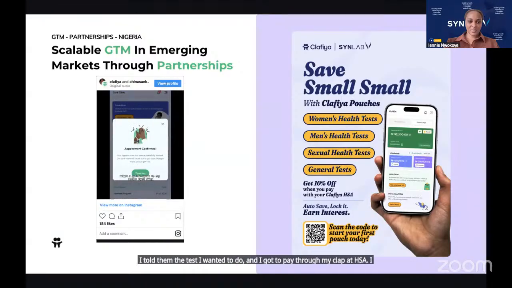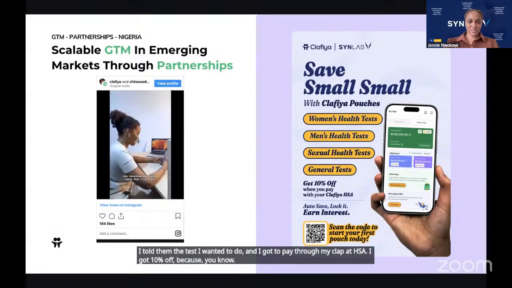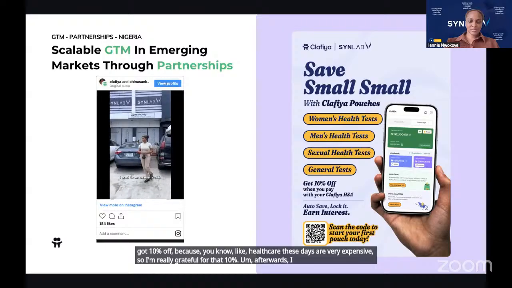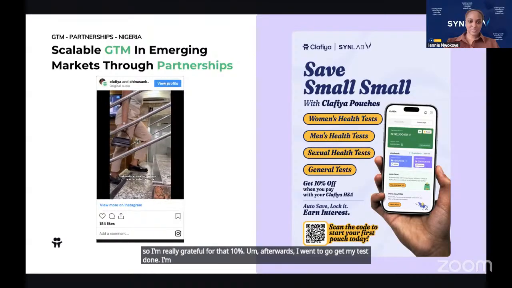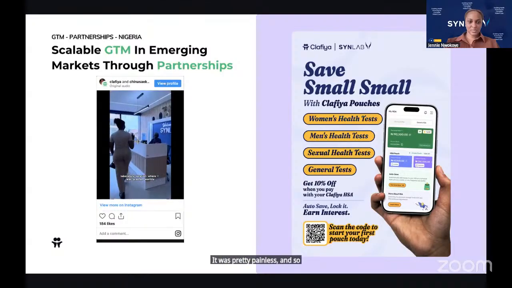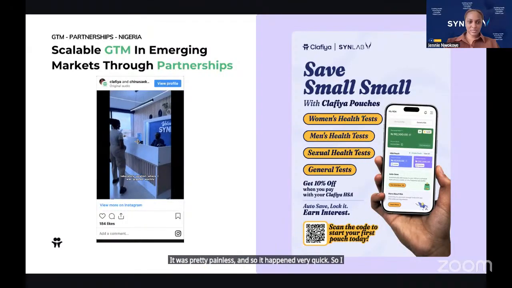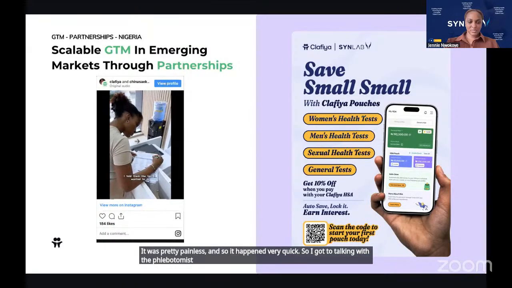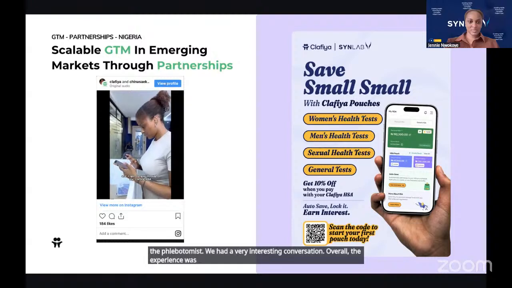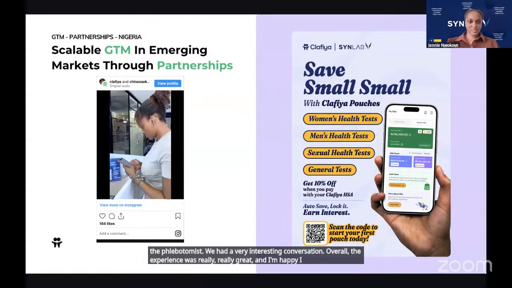I got 10% off because healthcare these days is very expensive. So I'm really grateful for that 10%. Afterwards, I went to go get my test done. I'm really not a needles person, but it was pretty painless. And so it happened very quick. So I got to talking with the phlebotomist. We had a very interesting conversation. Overall, the experience was really, really great, and I'm happy I got to do my test today.